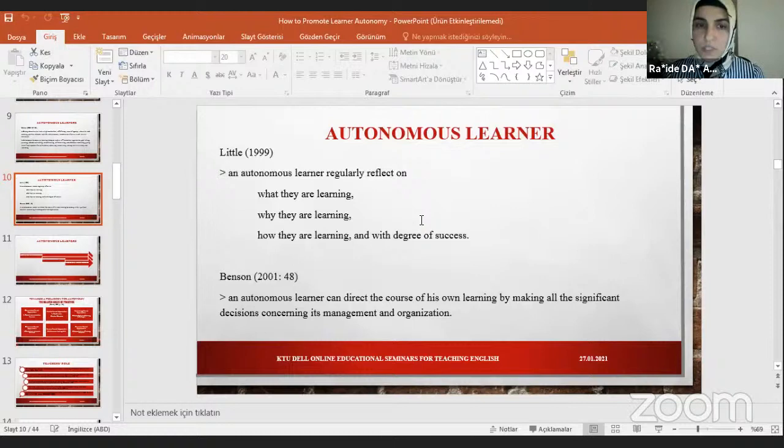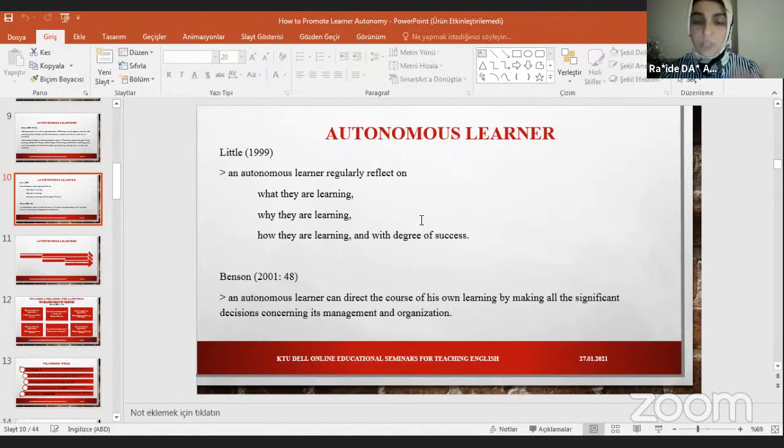So they are always thinking about and analyzing and evaluating their learning process in different respects. And another figure is, again, Benson, another important figure in this field. An autonomous learner can direct the course of his own learning by making all the significant decisions concerning its management and organization. So that's why, to be an autonomous learner, they should be good at using metacognitive strategies. So they should be aware of themselves, how to learn how to learn, or how to organize their learning, how to plan their learning.